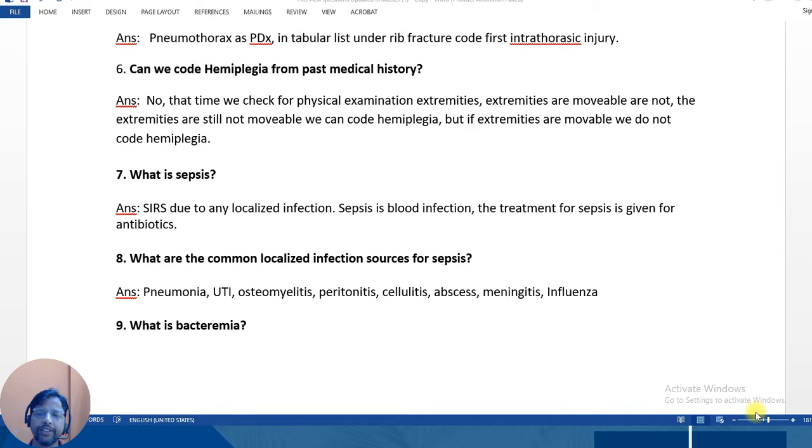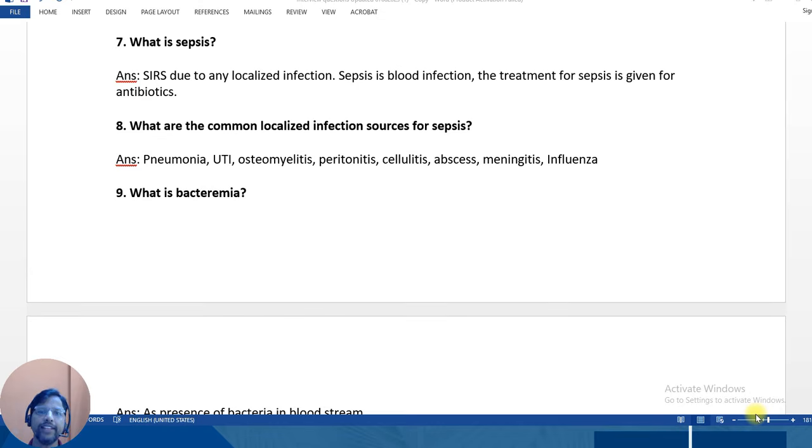Next one, what is sepsis? SIRS due to any localized infection. Basically, sepsis is a blood infection or systemic condition. The treatment for sepsis is antibiotics. Here they may ask, what is SIRS? Systemic inflammatory response syndrome.